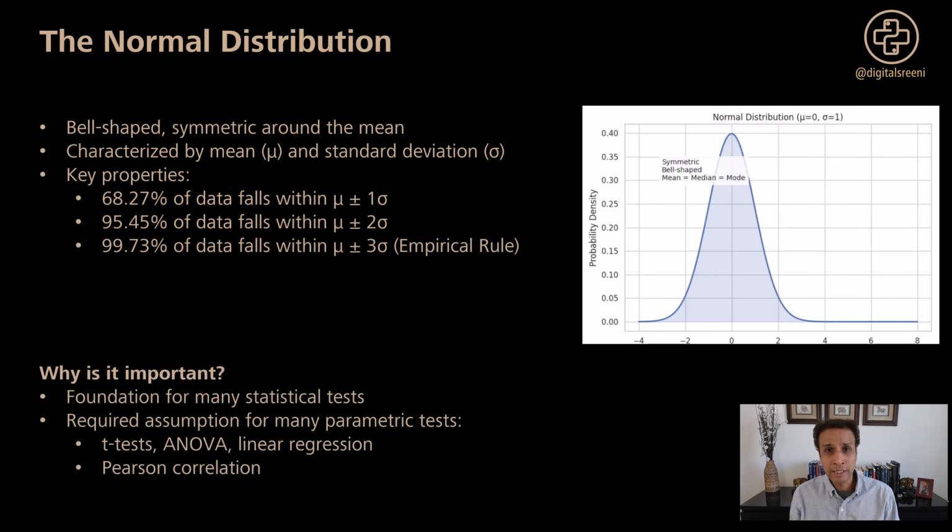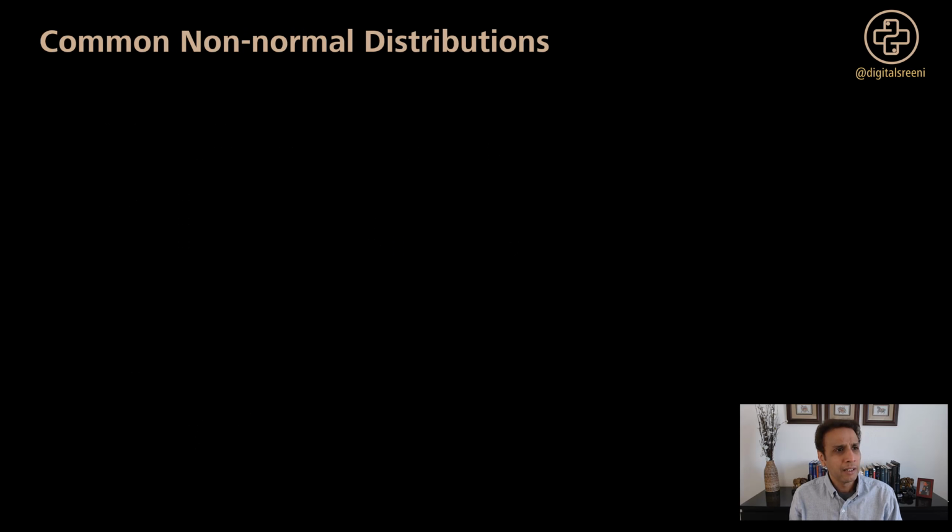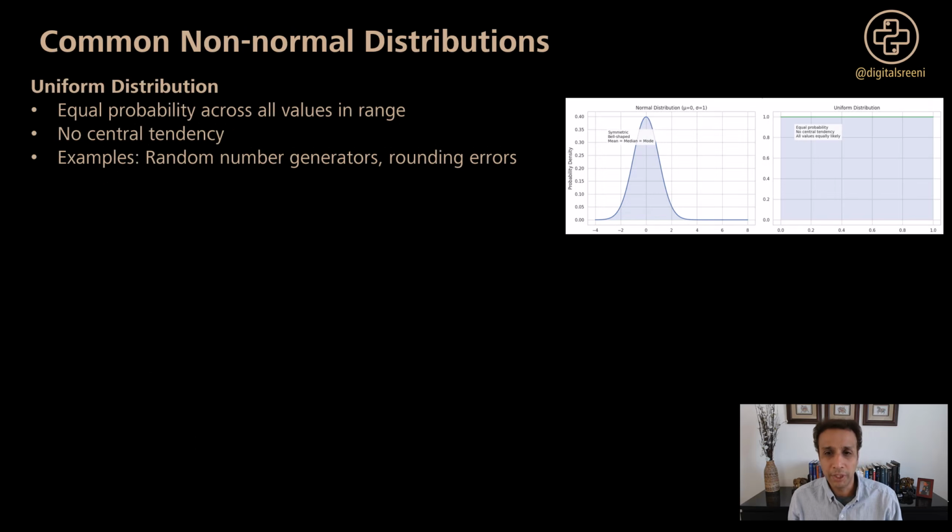And of course, why is it important? It lays the foundation for many statistical tests, like I just mentioned. It's a requirement for parametric tests that assume that your data is normally distributed. So whether you're performing a t-test or ANOVA test or linear regression and so on, it assumes that your data is normally distributed.